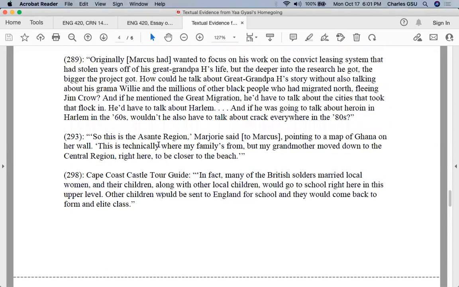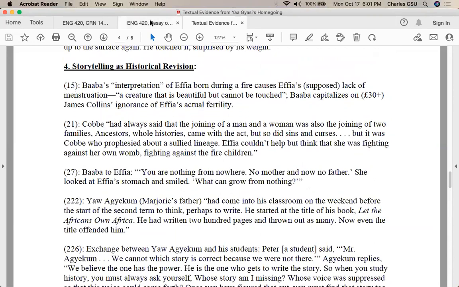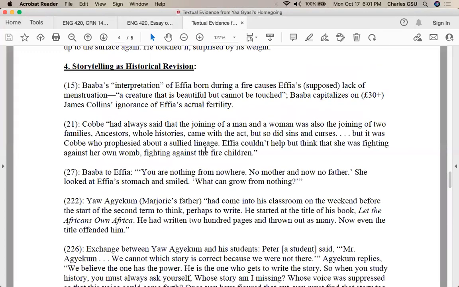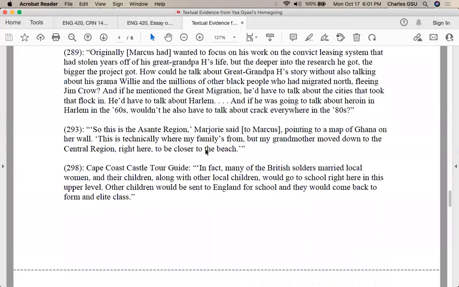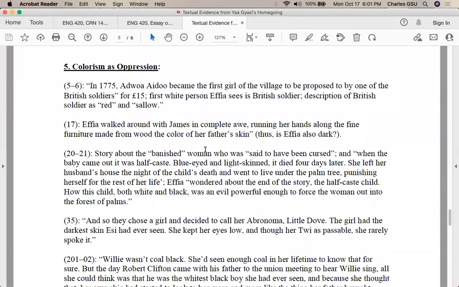Very, very curious storytelling. All right, and the final question here is about colorism. How does colorism within Ghana or the American South function as a mechanism of oppression? There are many, many examples throughout the novel of characters and the narrator keying on or mentioning skin color as curiosities. So it begins early on here, and this is in the sort of opening line.